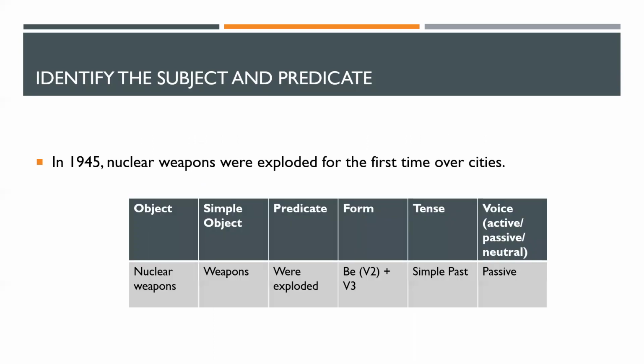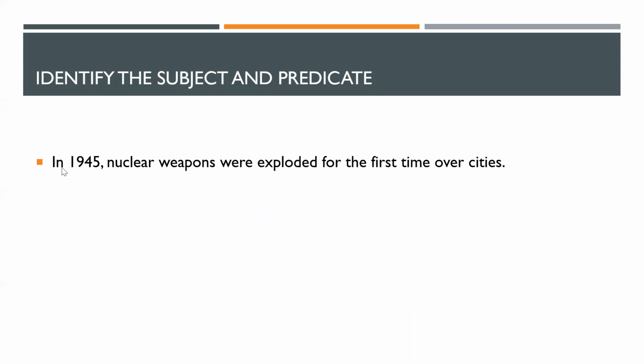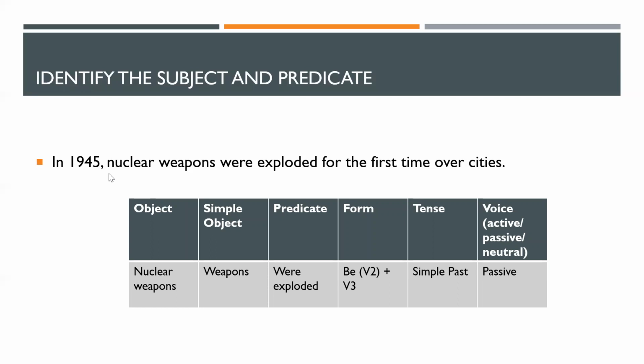Here is the exercise. Oh, sorry. So you have, "In 1945, nuclear weapons were exploded for the first time over cities." So you have the subject after the keterangan, or additional information about time and place and so on. So you have the subject, nuclear weapons. If you have nuclear weapons, the main noun will be the last one. So please put weapons as the simple object, right?